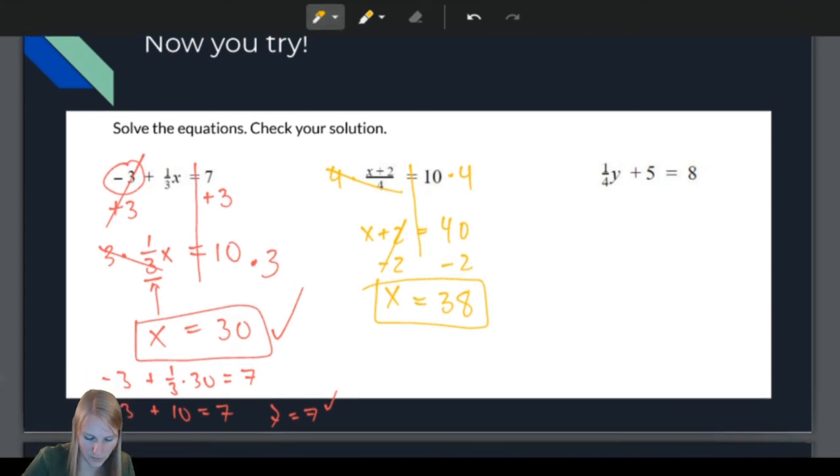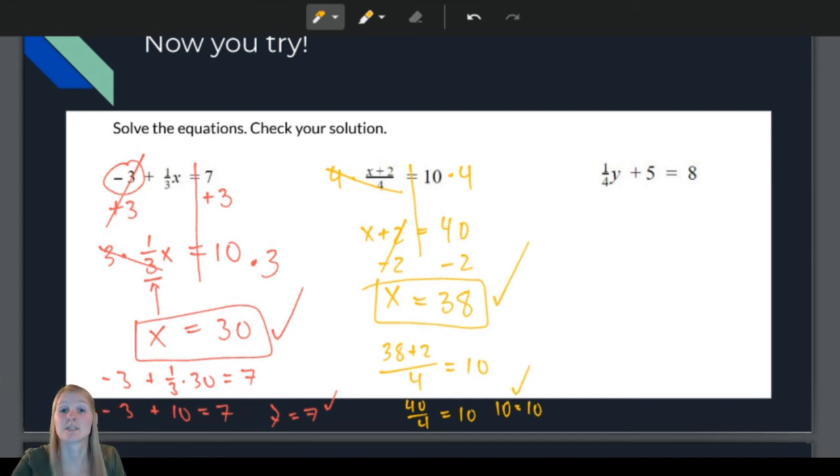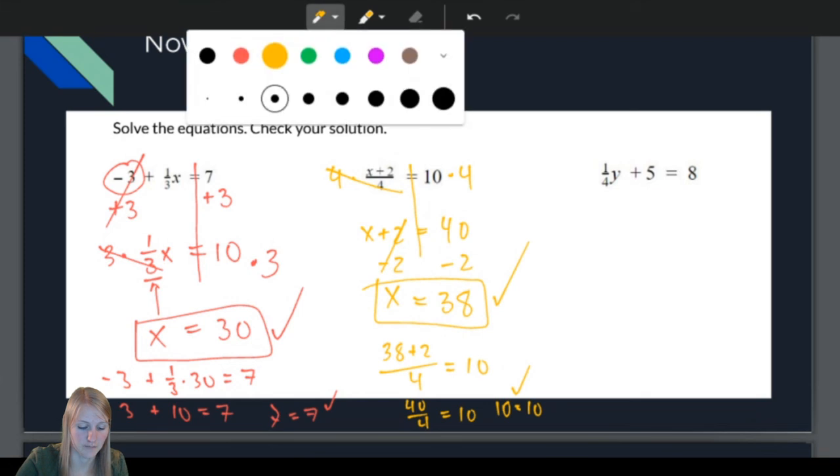Let's check our answer. 38 plus 2, divided by 4, equals 10. 38 plus 2 is 40, divided by 4. Yeah, 40 divided by 4 is indeed 10. 10 equals 10. So x does equal 38.